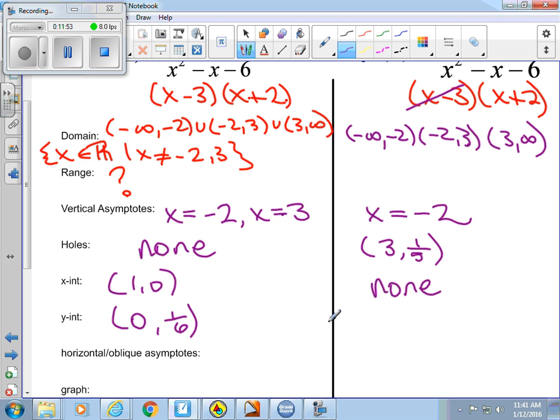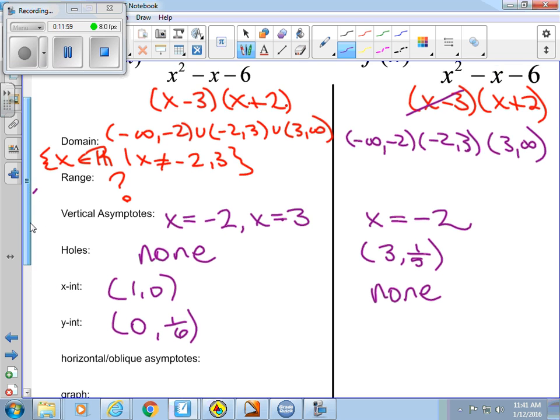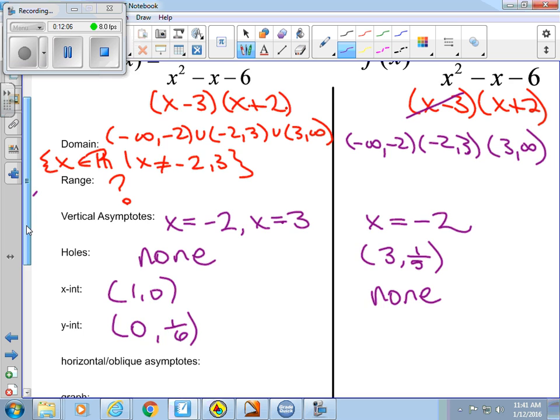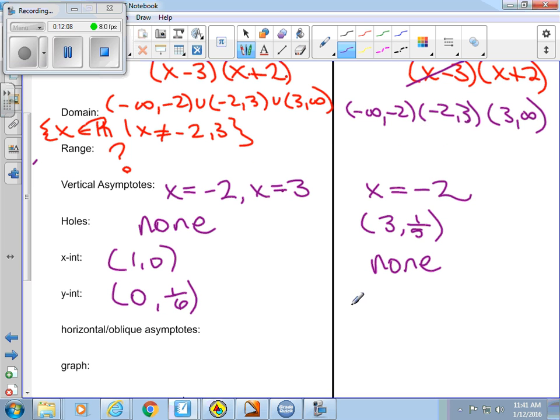For the other one, do you have to cross out the holes? It doesn't matter, either way. It's probably safe to cross. You'll get a half either way. The only time you would have to be careful about it is if the hole is on the y-intercept. But hopefully you've figured that out already up here if that happens.